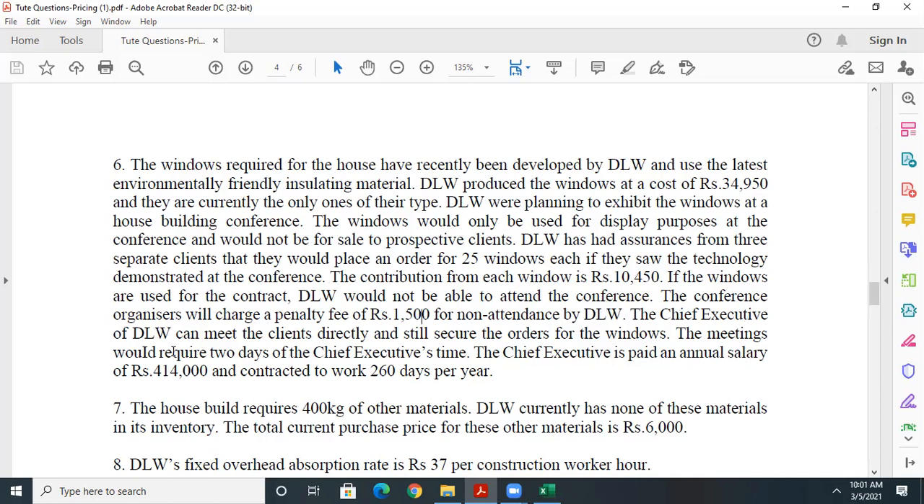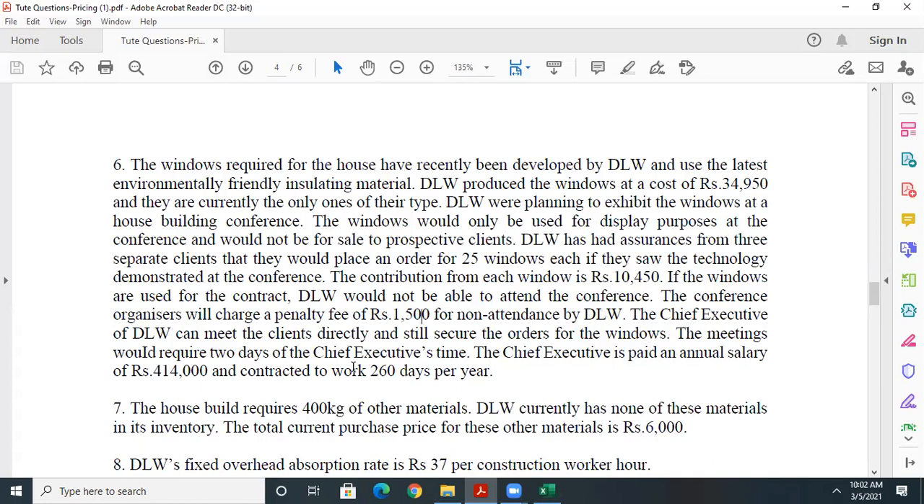The chief executive of DLW can meet the client directly and still secure the orders for the windows. ඒකට අර clients ලා ready වෙලා මේ technology එකෙන් හදපු windows දැක්කොත් එයාලා satisfied නම් orders place කරන්න. එතකොට දැන් අපි conference එකට යන්නේ නැහැ කියන්නේ ඒ orders ටික අපිට අහිමි වීමේ සම්භාවිතාවක් තියෙනවා. හැබැයි the chief executives of DLW can meet the clients directly and still secure the order for the windows. ඒ වුණාට chief executive ලාට පුළුවන් කෙලින්ම ගිහිල්ලා මේ clients ලව හම්බෙලා එයාලත් එක්ක negotiate කරලා මේ orders ටික secure කරගන්න. එතකොට orders ටික නැති වෙන්නේ නැහැ කියන එක තමයි ඒ කියන්නේ.